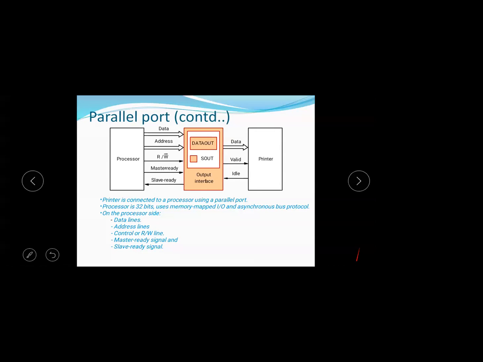The read operation is the write operation. That means here, processor to printer circuit, the write operation in a similar manner. Here also the output interface, the printer circuit, and the printer are connected to the processor through an output interface circuit. The printer is connected to your processor using a parallel port.